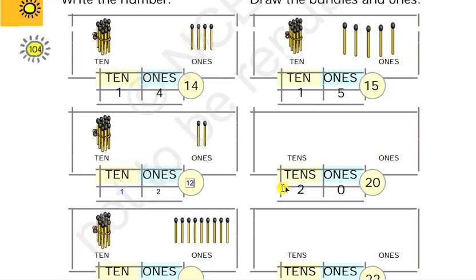Here it is 2 tens and 0 ones. So how many bundles of matchsticks do we need to draw? Here it is 2 tens, so we will draw 2 bundles of matchsticks, and it is 0 ones.